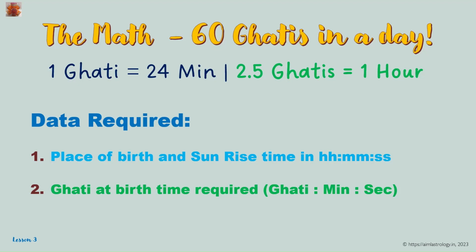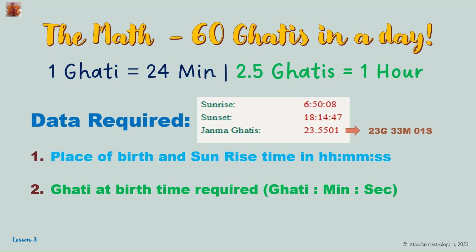If somebody is born at a specific Ghati, minute, and second, we need to convert those into numerical Ghatis and then apply a conversion factor to change the time scale from Ghati to hour. After conversion, we need to add those hours to the sunrise time. This will give a person's birth time as per modern timelines. This is what we are going to see today.